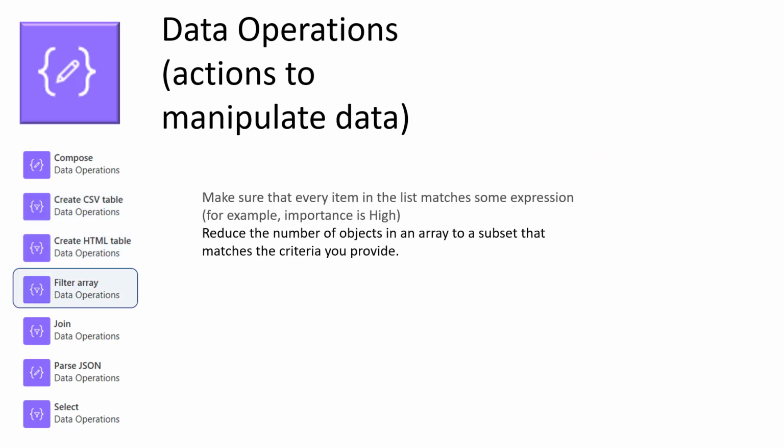The filter array is another data operation action that is working on an array and allowing you to filter it, as it sounds like. So the idea being that you could reduce the number of things in your array so that just the items matching criteria that you provide remain. So the certain array element where it matches some particular value.